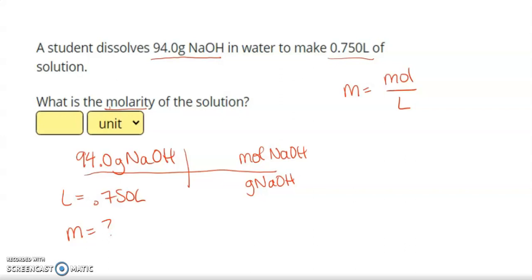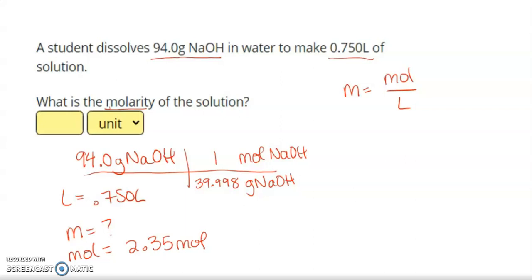To find the grams in a mole, I look on the periodic table. I'll add up the molar mass of Na plus O plus H. And when you add all those together, you get that the molar mass, which is 1 mole, is equal to 39.998 grams NaOH. Punch in my calculator, top times top, divide by bottom. So 94 times 1 divided by 39.998. That gives me my number of moles. And that is equal to 2.35 moles.